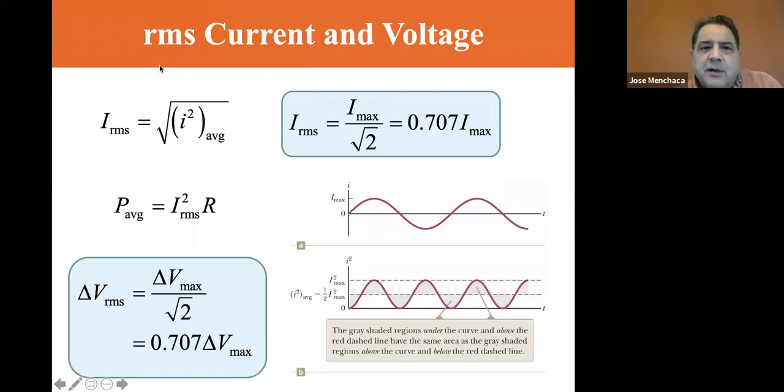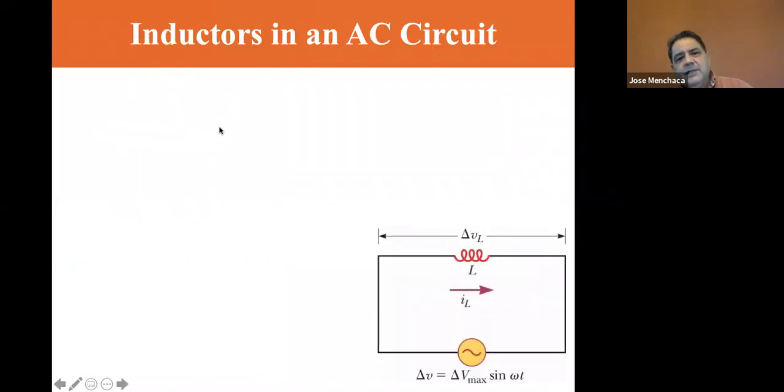So let's share the screen. That's the last RMS current and voltage from the last session. So let's look here. We have an inductor and an AC source. Delta V is equal to delta V max sine omega t. And we have current going through the inductor, I sub L, and delta V sub L.